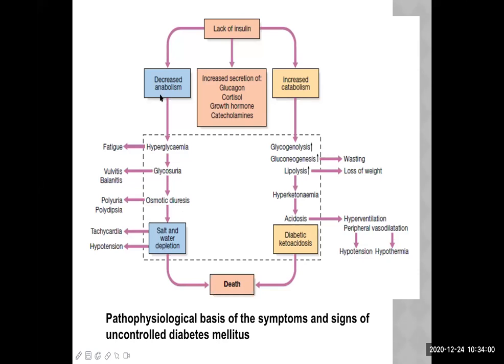Let's go to the other side. There is decreased anabolism, which means there is hyperglycemia. Glucose cannot be utilized, remember that. So there is hyperglycemia.